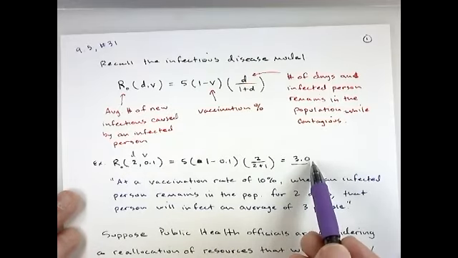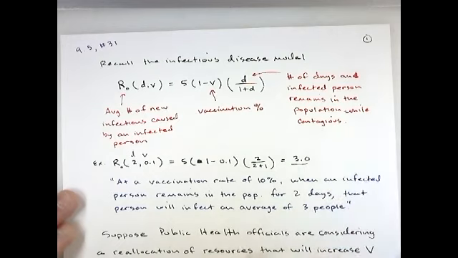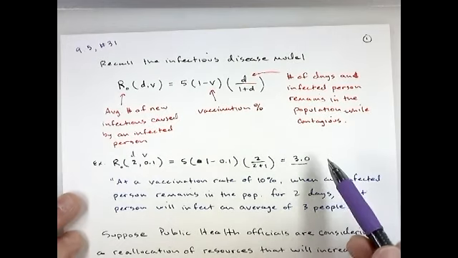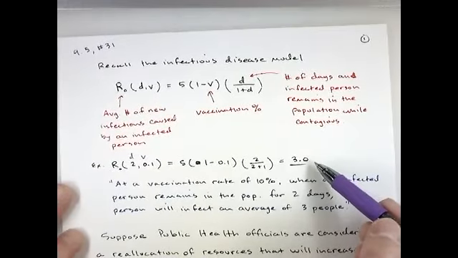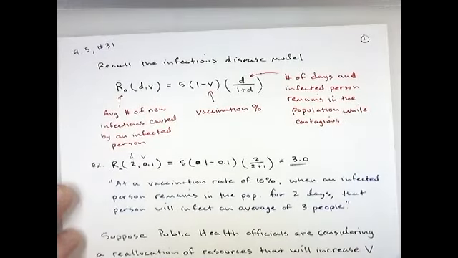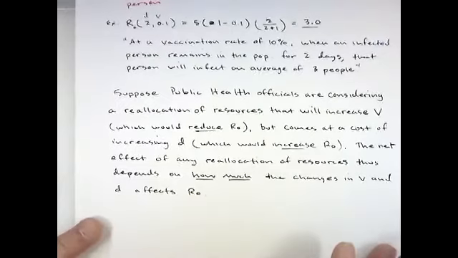Think about that. One person infects 3 people. Each of those people would infect 3 other people. You can imagine the kind of exponential growth that would occur. An R naught value of 3 is very high. That's very troubling. Okay, so what's something public health officials can do?